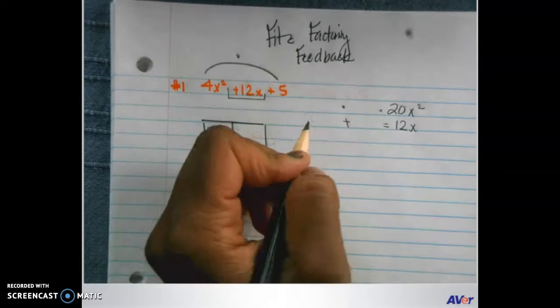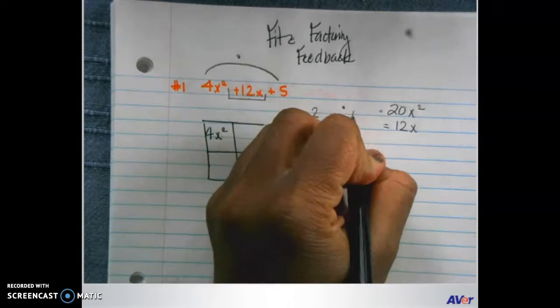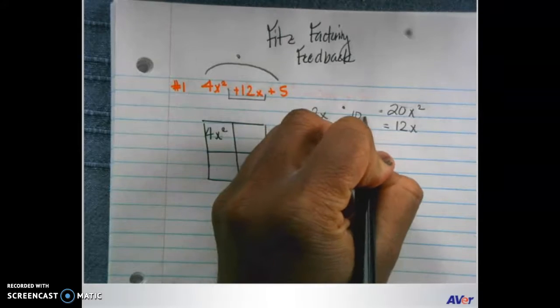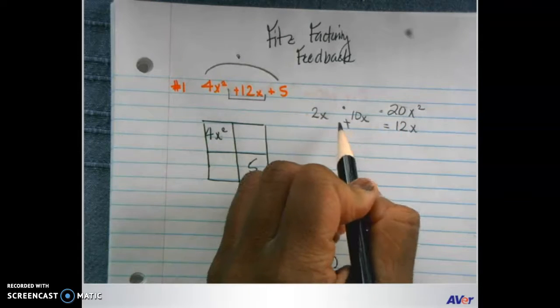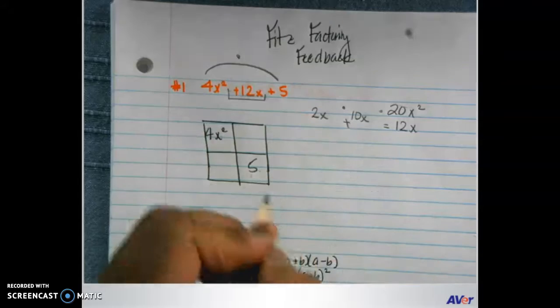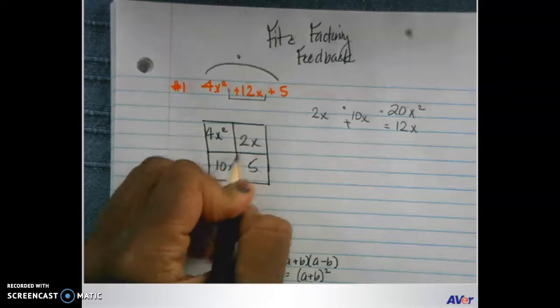And so thinking about it, I'm going to go for 2 and 10, because 2x times 10x gives me 20x squared, and 2x plus 10x gives me 12x. So I'm going for 2x. Again, it doesn't matter which one you put where.